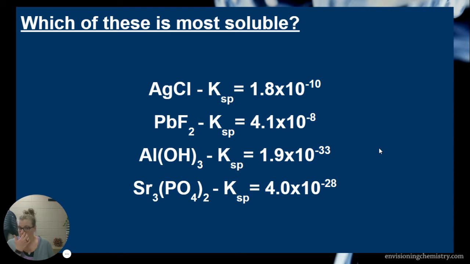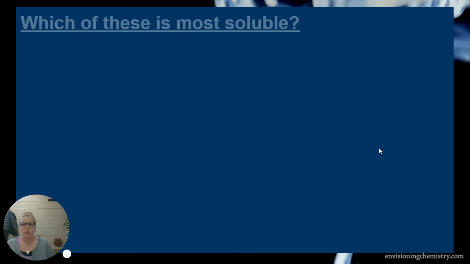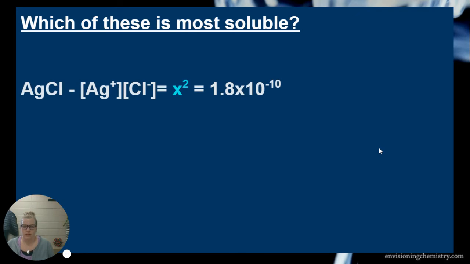So we are going to take a look at these and see what happens with them. AgCl breaks up into Ag plus and Cl minus as its ions. When its ICE table is set up, it's going to be X and X for its equilibrium values. So when I put that into the equilibrium expression, I'm going to get X squared equaling my Ksp value.